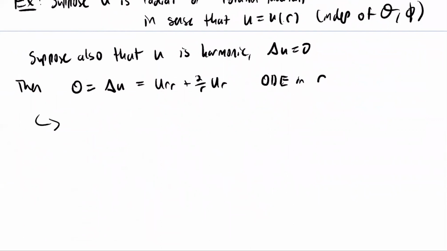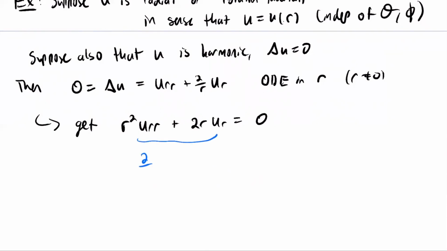And so let me rearrange this. Once again, we're assuming R is not 0, so we can multiply through. In this case, since I have a 2 here rather than a 1 like we did in the last case, it helps to multiply by R squared. And so if I multiply by R squared, I get R squared URR plus 2R UR is equal to 0. But now we can recognize this quantity here as the derivative with respect to R of R squared times the first derivative of U with respect to R, once again using the product rule.